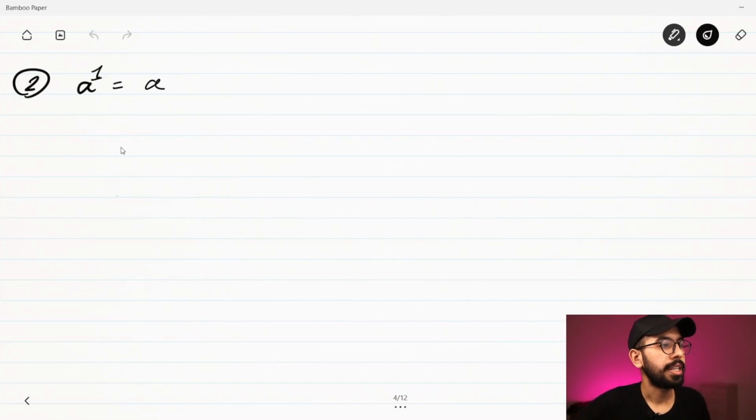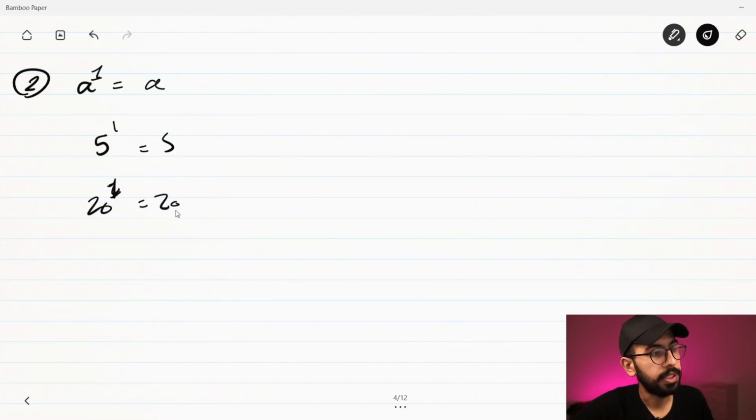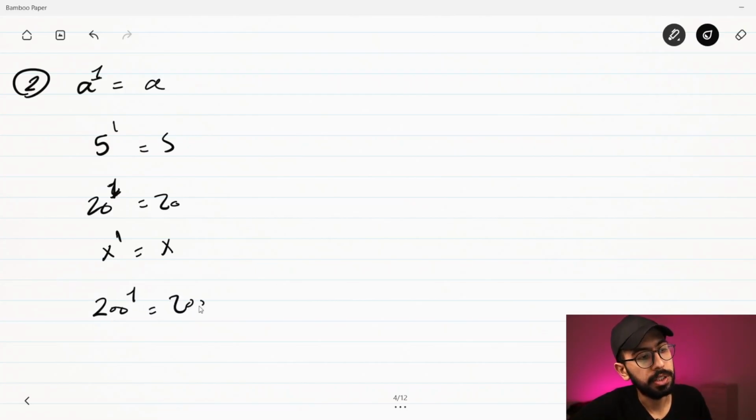The second one is when we have a variable or number and this variable or number is raised to the power of 1. If that is the case, the number or variable that is raised to the power of 1 is equal to the base. Let's take an example here. If we have 5 to the power of 1, it will be 5. If we have 20 to the power of 1, it will be 20. If we have x to the power of 1, it will be x. If we have 200 to the power of 1, it will be 200, and so on.